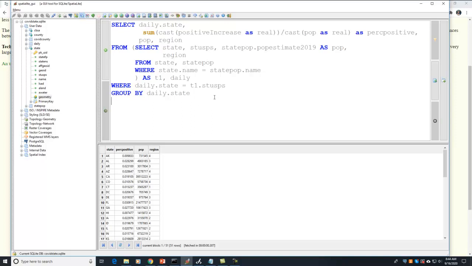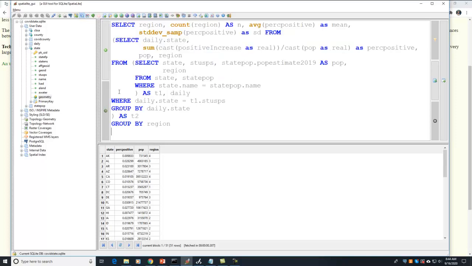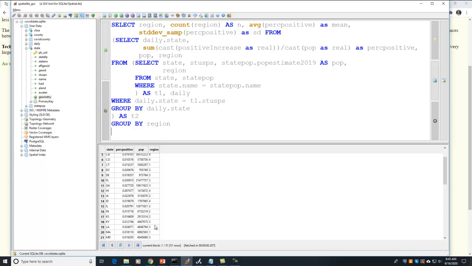So I'm going to wrap this, of course, in other parentheses, and we'll run the next query. Let's just paste that in. So now that I have this data, I want to get the count in the region. So here's a 4. Well, here's a 3. That's 1, 2, 3, 4, 5, 6, 7, 8, 9.